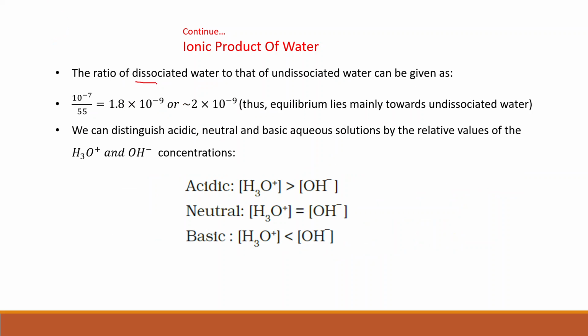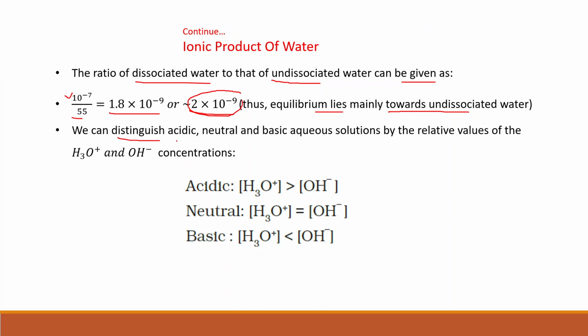The ratio of dissociated water to that of undissociated water can be given as follows. When water is dissociated, we can say 10 to the power minus 7 mole of water is dissociated, and this is divided by 55.55, the moles of undissociated water, and its ratio is 1.8 into 10 to the power minus 9, nearly equal to 2 into 10 to the power minus 9. Its value is very small. So equilibrium lies mainly towards undissociated water.